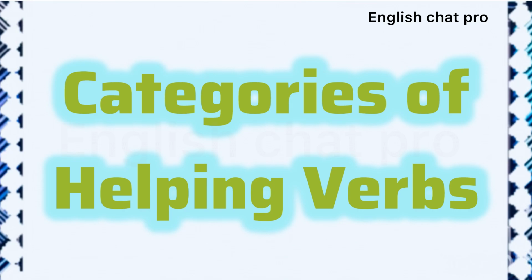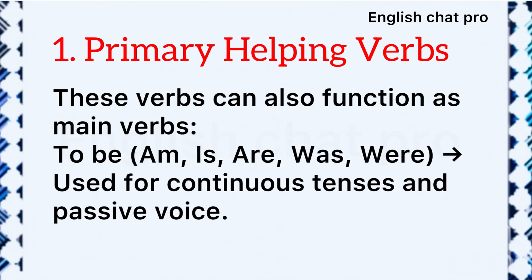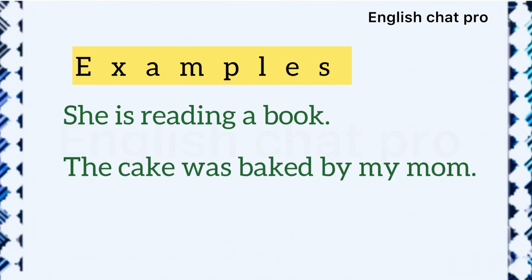Categories of helping verbs. 1. Primary helping verbs. These verbs can also function as main verbs. To be: am, is, are, was, were, used for continuous tenses and passive voice. She is reading a book. The cake was baked by my mom.